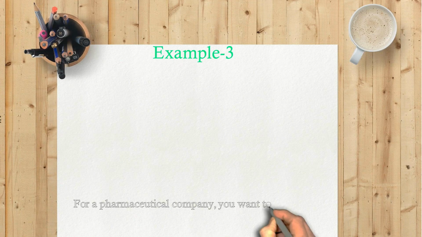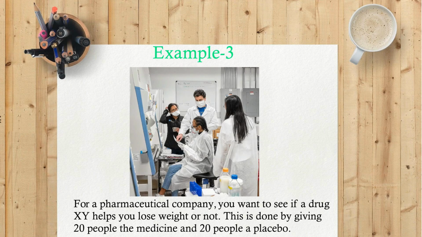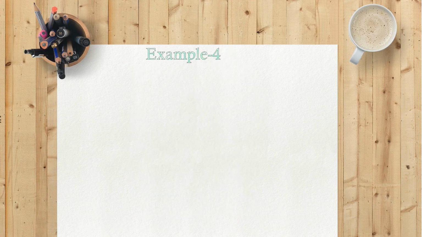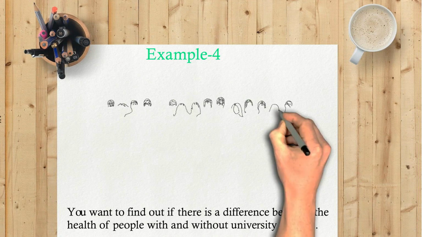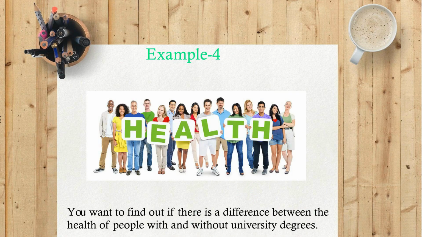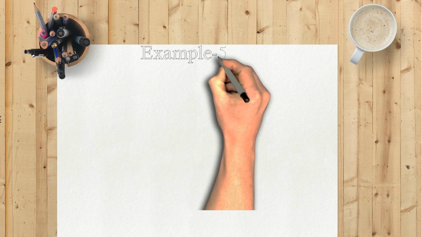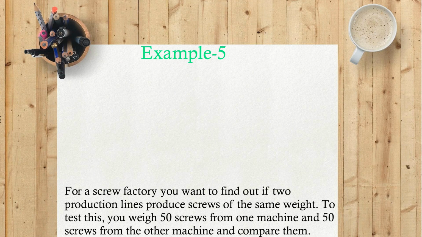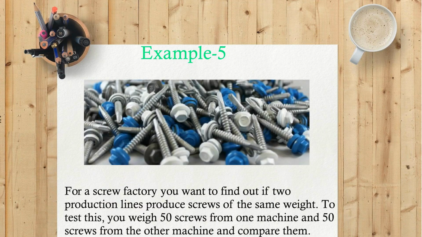Example 3. For a pharmaceutical company, you want to see if a drug XY helps you lose weight or not. This is done by giving 20 people the medicine and 20 people a placebo. Example 4. You want to find out if there is a difference between the health of people with and without university degrees. Example 5. For a screw factory, you want to find out if two production lines produce screws of the same weight. To test this, you weigh 50 screws from one machine and 50 screws from the other machine, and compare them.